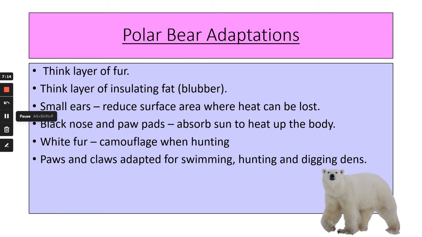Okay, so from the video you should have got that polar bears have a thick layer of fur and a thick layer of insulating fat, also known as blubber. This helps keep them warm. Their small ears reduce surface area where heat can be lost, and their black nose and paw pads absorb sun to heat up the body. Their white fur acts as camouflage when hunting, and their paws and claws are adapted for swimming, hunting, and digging dens. Digging dens is also an example of behavioural adaptation.